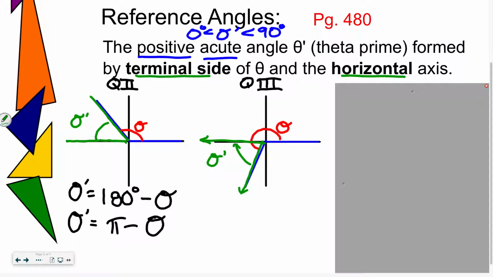Okay, so now we have to think about, what if it's an angle in quadrant 3? How are we going to find the value of theta prime? For me, as I'm trying to formulate these rules for finding my reference angle, the easiest way is to just pick a number. What's an angle that could be in quadrant 3 in degrees? 240. Okay. If we knew that this regular angle was 240 degrees all the way there, how would we find this little piece right here? 270 minus 240 would give me this little angle.